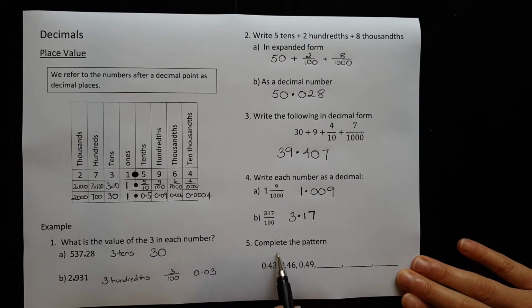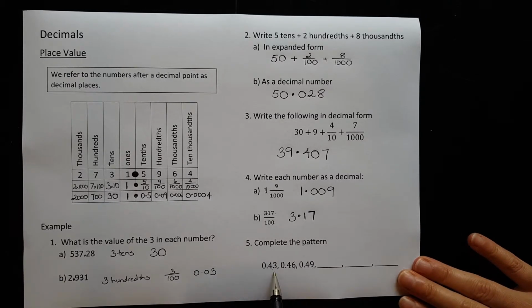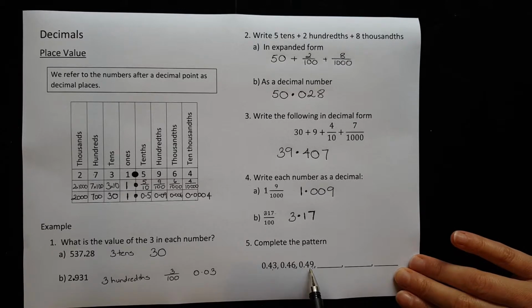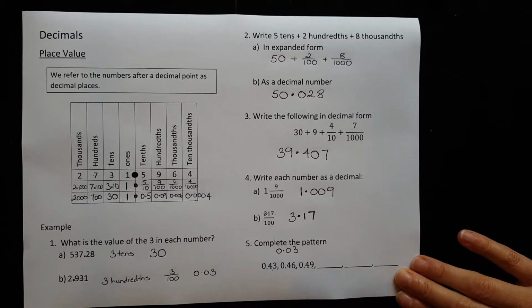Okay, question 5, complete the pattern. 0.43, 0.46, and 0.49. So we can basically count up by 43, see how to get to 46, and then on to 49. So we go 43, 44, 45, 46, 47, 48, 49. We're going up by 3, which is actually 3 hundredths, isn't it? Okay, so I need to add a 0.03. 0.03 is what we're adding on to each one of these.